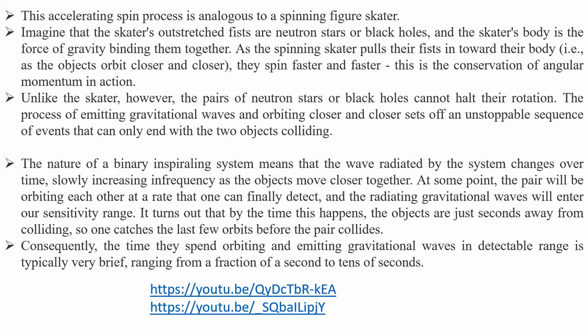At some point, the pair will be orbiting each other at a rate that we can finally detect, and the radiated gravitational waves will enter our sensitivity range. It turns out that by the time this happens, the objects are just seconds away from colliding. So one catches the last few orbits before the pair collides. Consequently, the time they spend orbiting and emitting gravitational waves in a detectable range is very brief, ranging from a fraction of a second to tenths of a second.